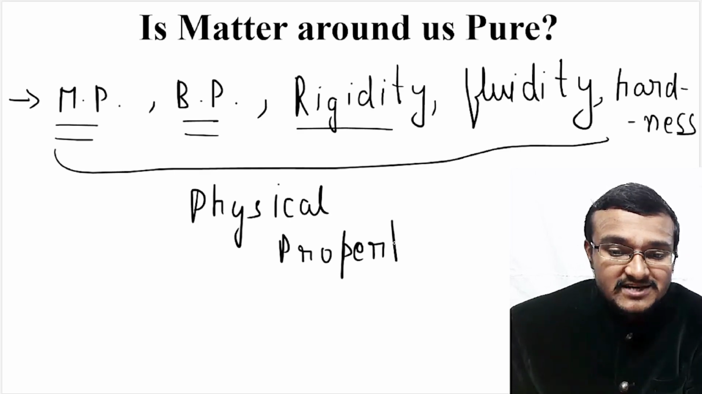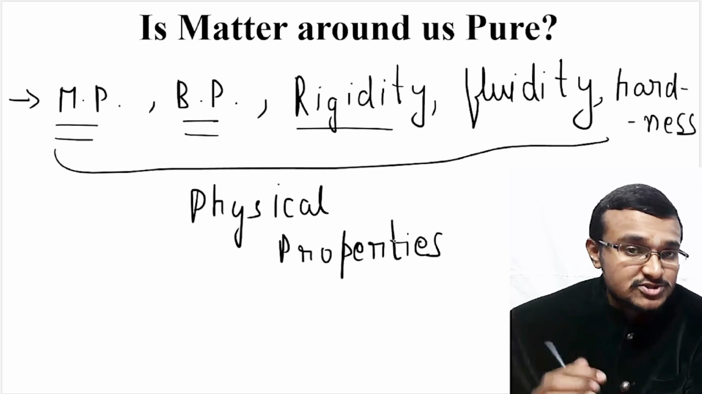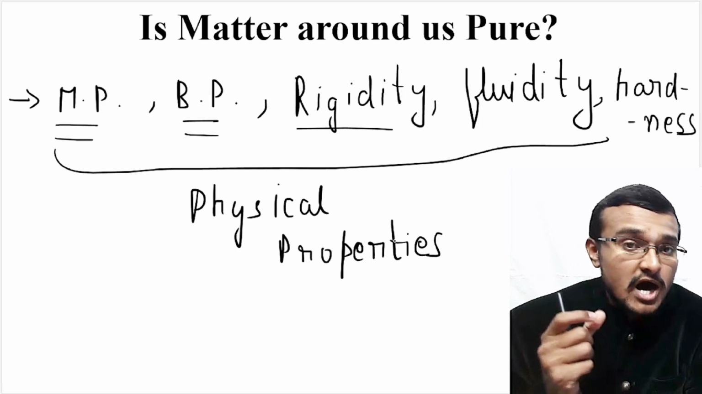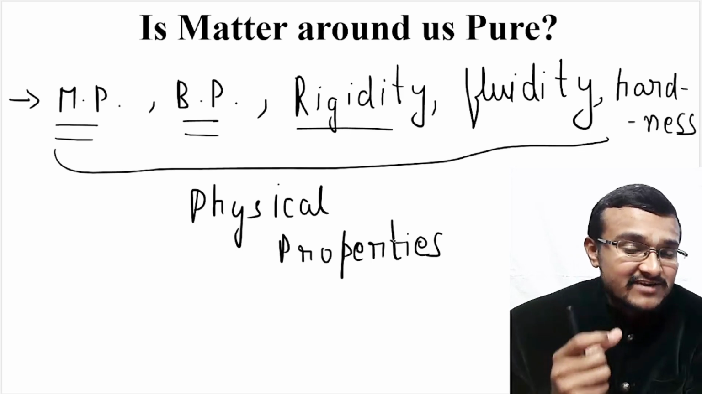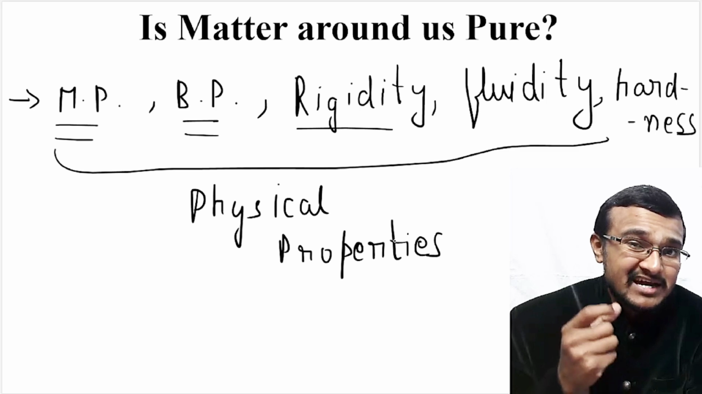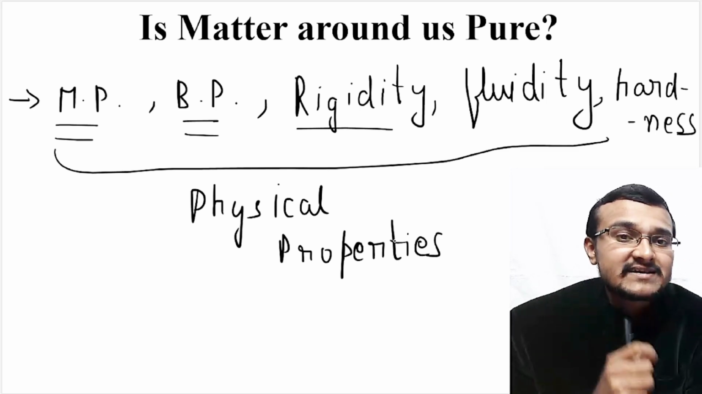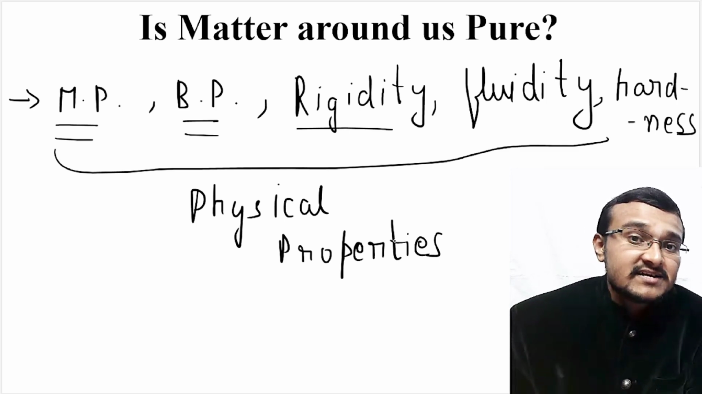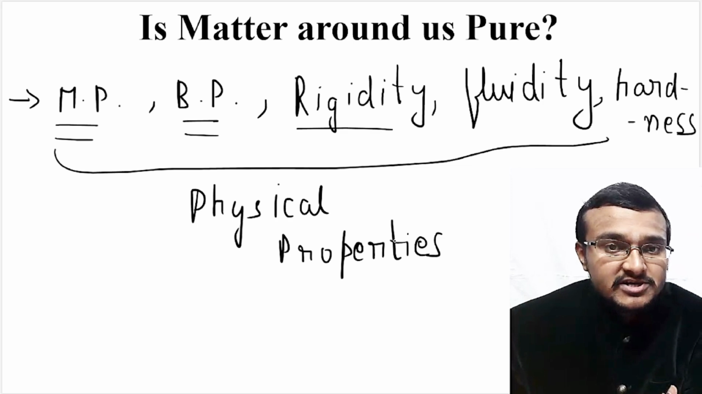Similar to physical properties, there are chemical properties of a matter as well. How they react with other chemical compounds or elements, and what chemical composition that particular matter has, will decide the chemical properties of that matter.